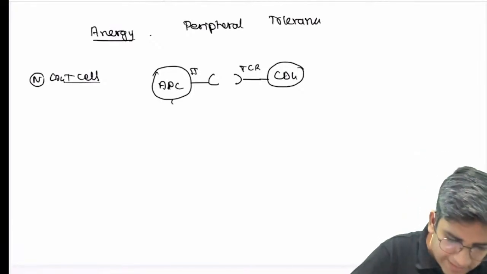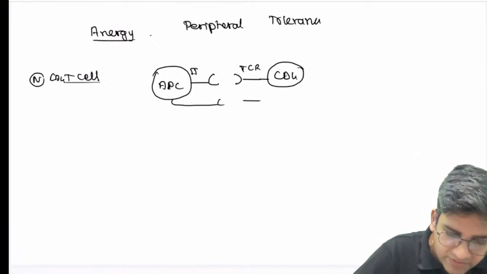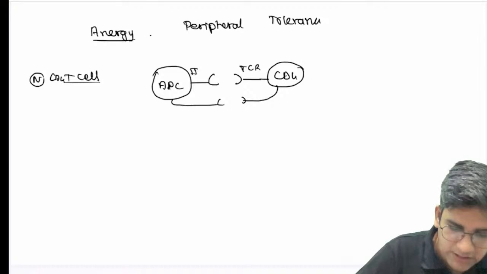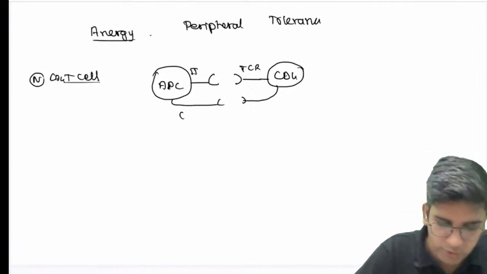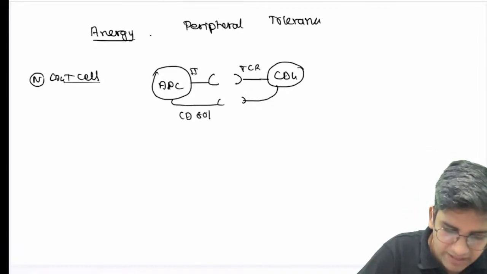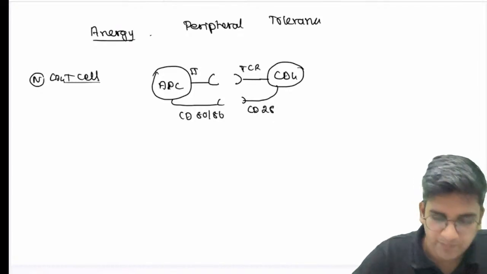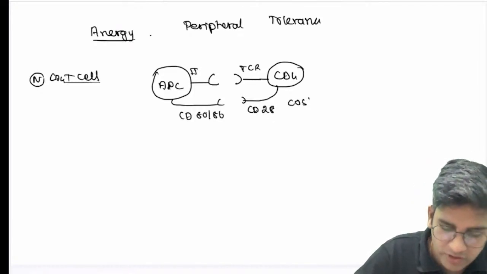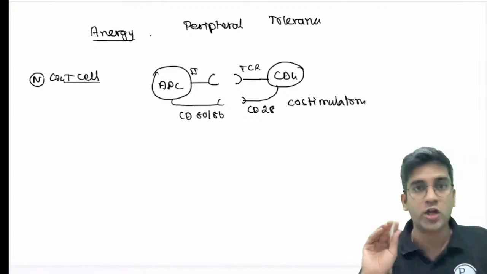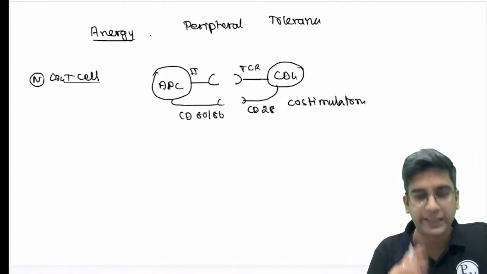At the same time, I have one more interaction coming from the CD4 and my APC. We call them co-stimulatory molecules. We have CD80/86 from APC, CD28 from CD4. These are called co-stimulatory molecules. Okay, this is normal. Fine, this is a completely normal T cell interaction.